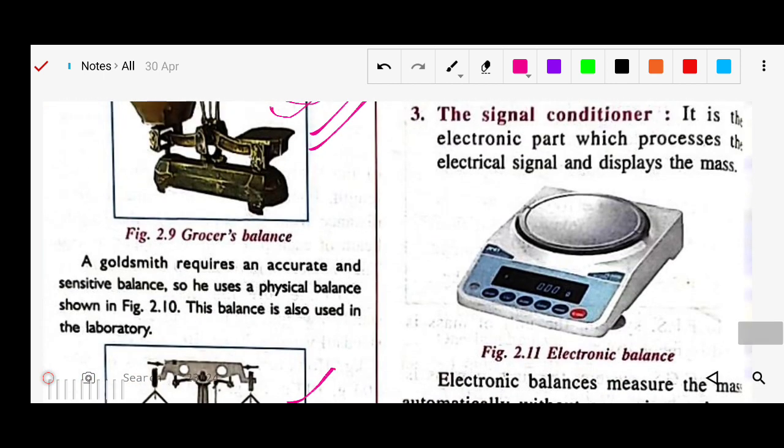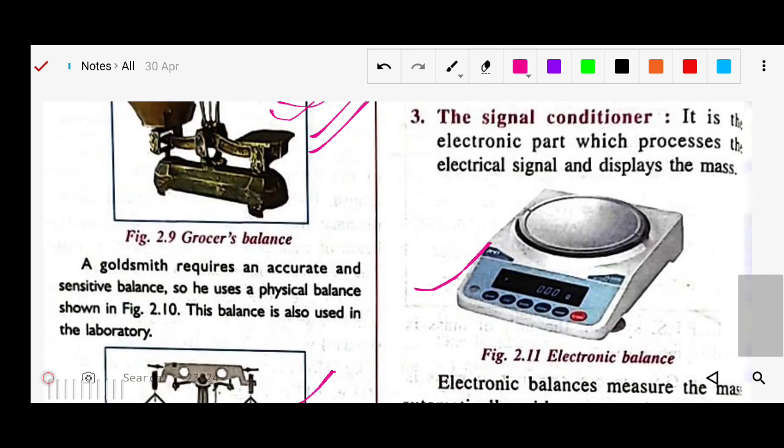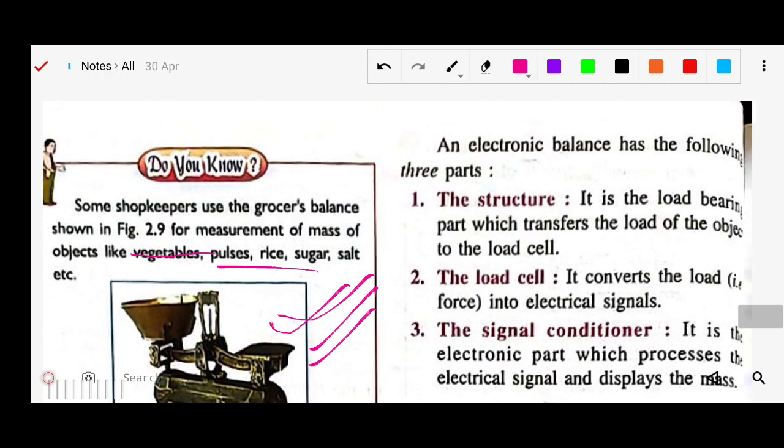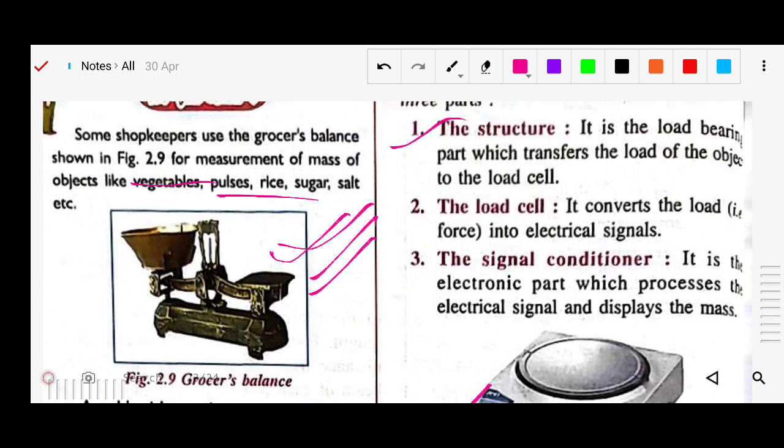As you can see, this is your electronic balance, and it has three basic parts: first the structure, the load cell, and the signal conditioner. First is the structure. It is the load bearing part which transfers the load of the object to the load cell. Whatever load you are placing here will be transferred.